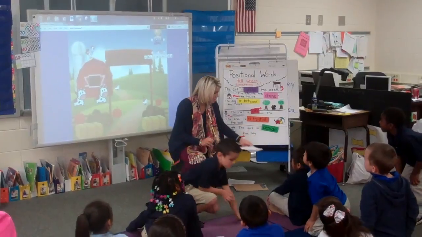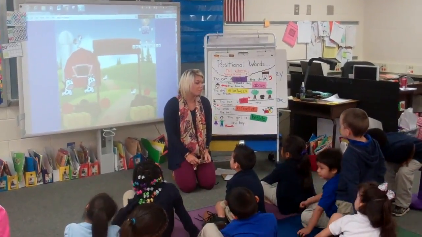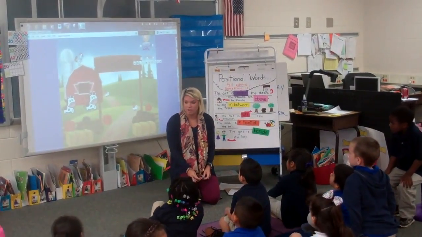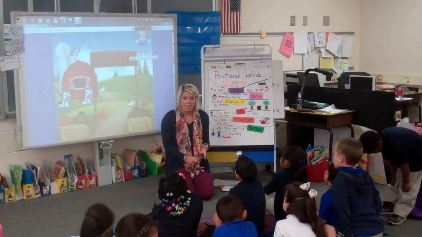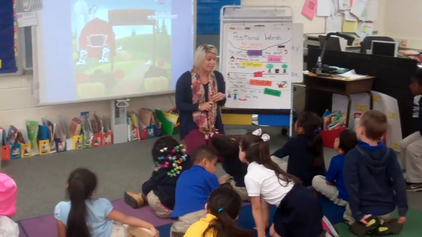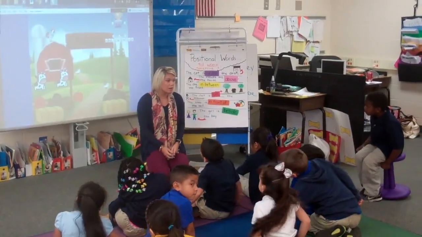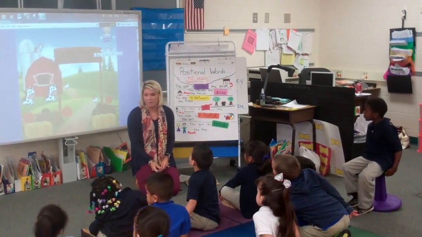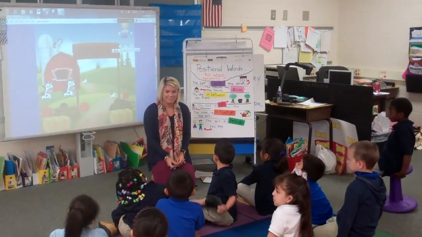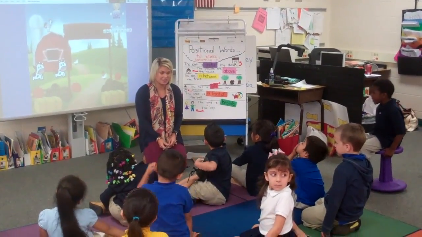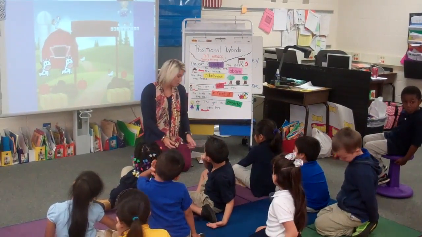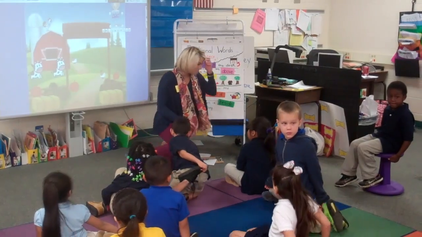Okay, guys. So we just used positional words to move the girl all over the farm. She went on top of the hay bale and outside of the barn, below the sign, in between the cows. Okay? And now what we're going to do, we're going to go to our seats and use our Google Classroom and move some things around. Does that sound like fun? Yeah. Okay? All right, so I'm going to call you to your seat by your rows, okay?